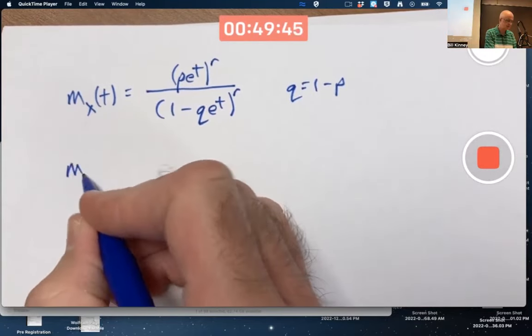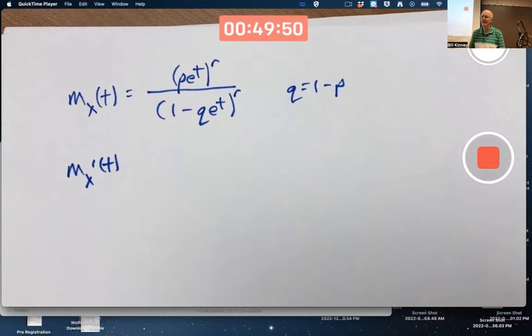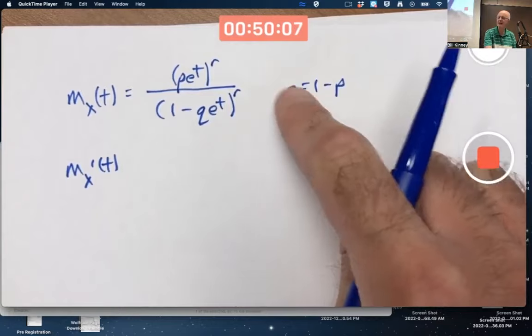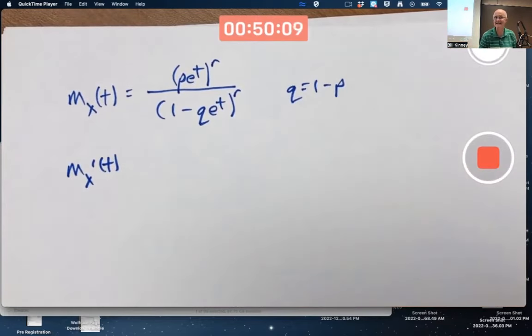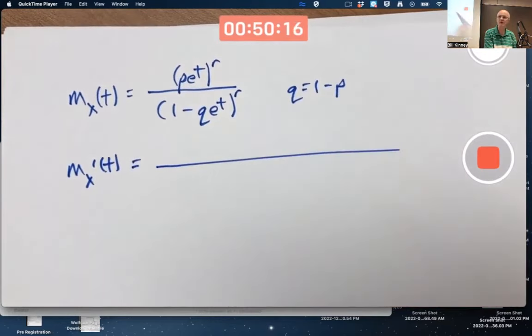Let's differentiate this with respect to t. p, q, and r are all constants, and e is the number e. So if I'm going to differentiate it as is, I need the quotient rule. I will also need the chain rule. You also could write it as the numerator times the denominator to the negative r power and use the product rule instead. It's going to be kind of a mess. No way around it. Quotient rule.